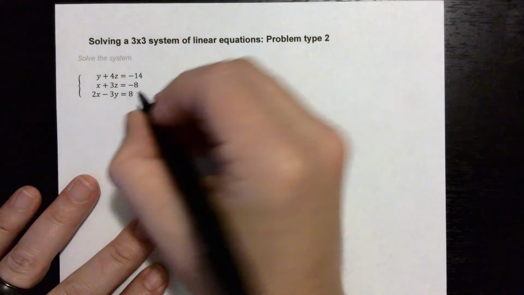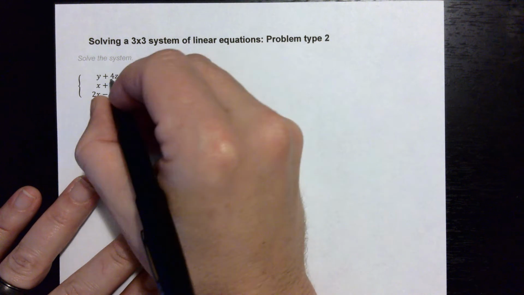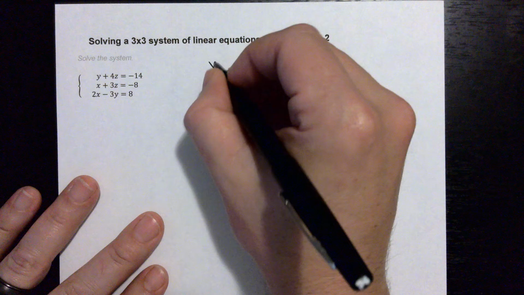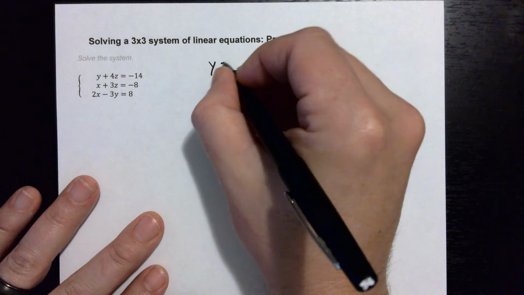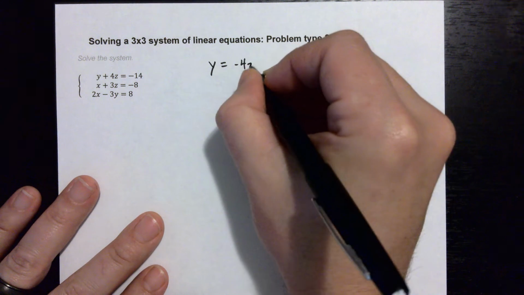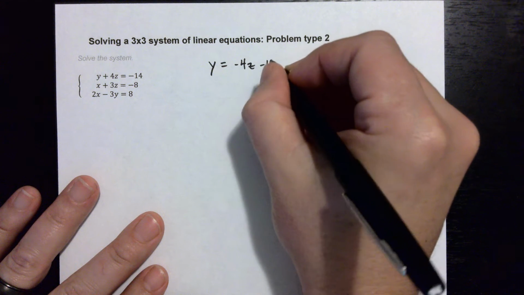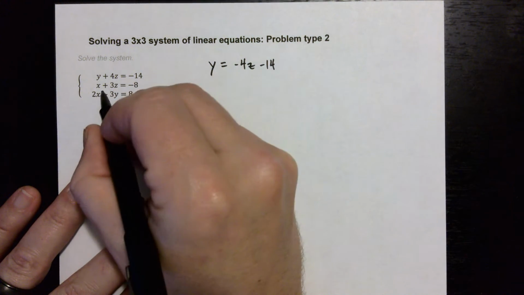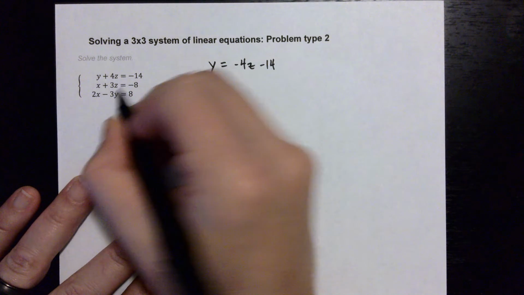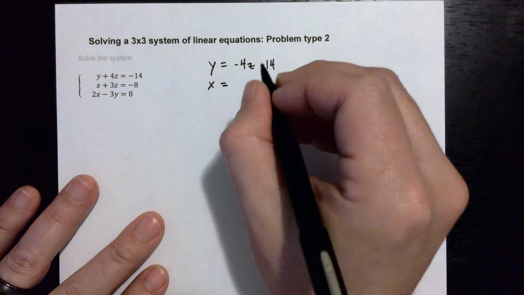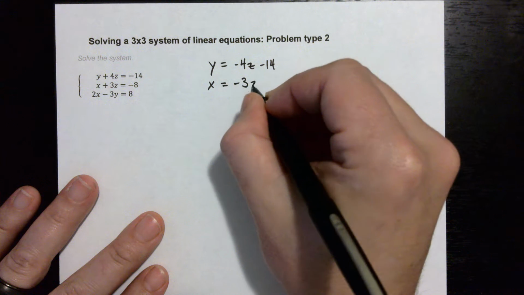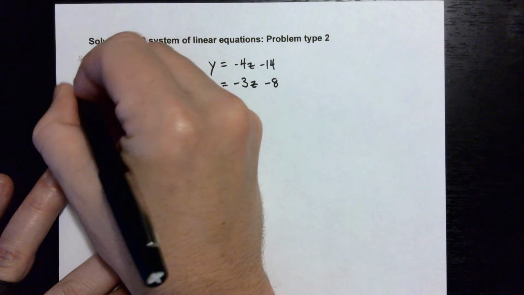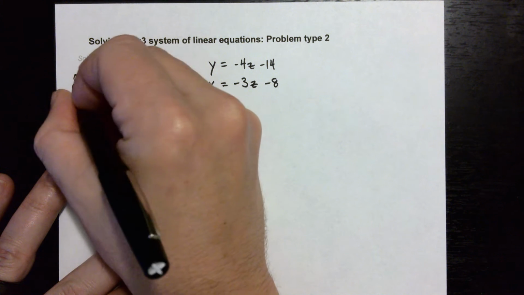Let me show you. For the first one, I want to solve this for y. So I've moved the 4z over by subtraction, and it becomes negative 4z minus 14. All I did was subtract 4z to the other side. And the x, I'm going to do the same way. I'm going to subtract 3z to the other side. So x is equal to negative 3z minus 8.